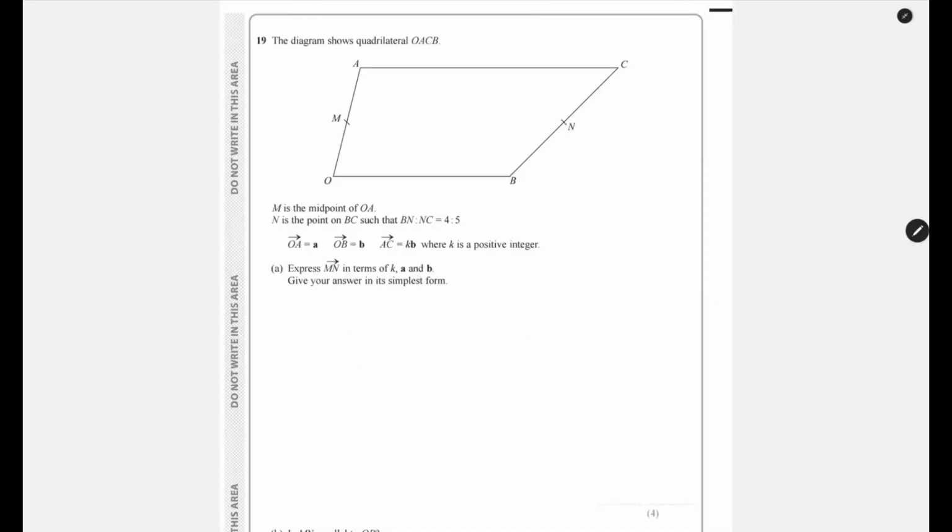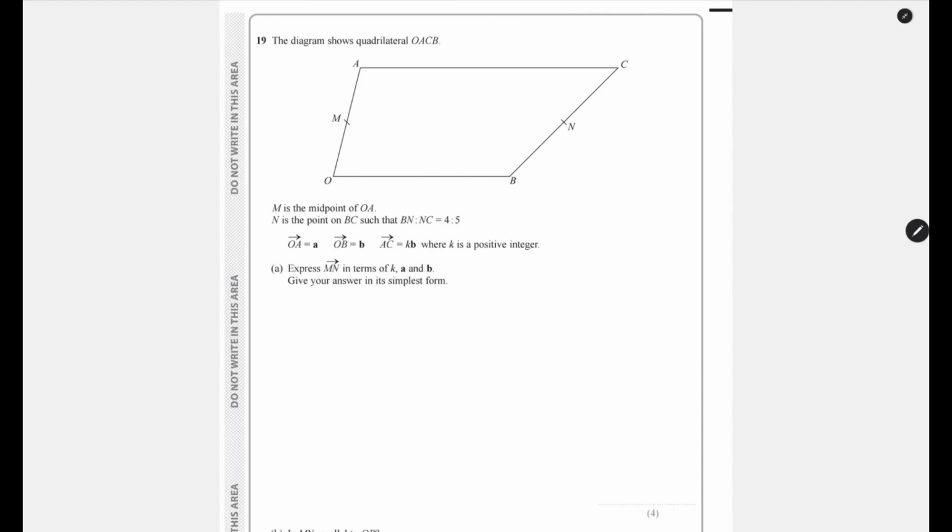Question 19 says, the diagram shows quadrilateral OACB. M is the midpoint of OA, N is the point on BC such that BN to NC is 4 to 5. OA is represented as A, OB is represented as B, and AC is represented as KB, where K is a positive integer. Express MN in terms of K, A, and B. Give your answer in its simplest form.